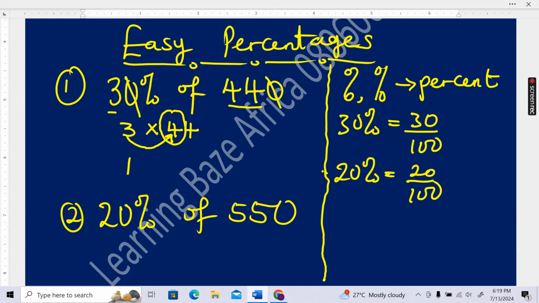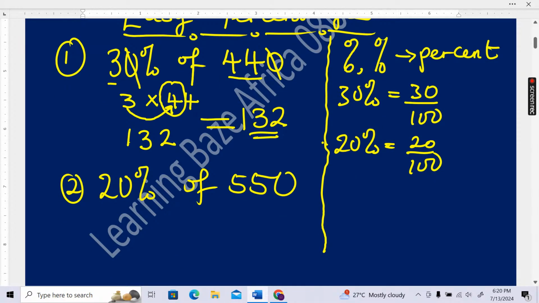Write 1 and 2, which makes 12. Okay? 1, 2 make the number 12. So write 1, write 2 with a space in between. Then add the two digits together. 1 plus 2, that's 3. So the answer is equal to 132. So 30% of 440 is equal to 132. That's another mental math concept.